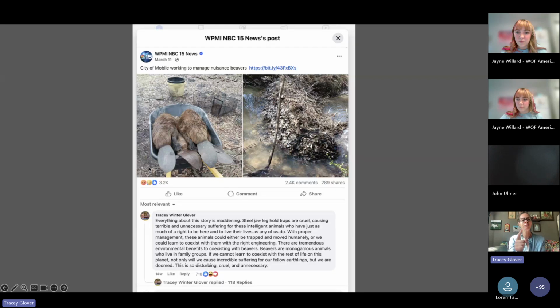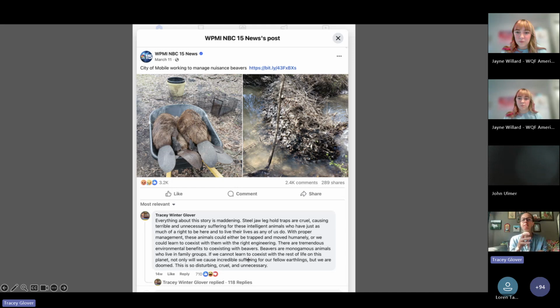There we go. So forgive me for sharing this photo, which I know is disturbing. This was, though, the first post that made me aware of the issue. And I was horrified. So you can see, this was a post that a local news station shared. The post was just that the city of Mobile was working to manage, quote, nuisance beavers, and then they show this wheelbarrow with all of these beavers that have been killed. And when I first saw this post, I was horrified. I didn't even know that we had beavers here.